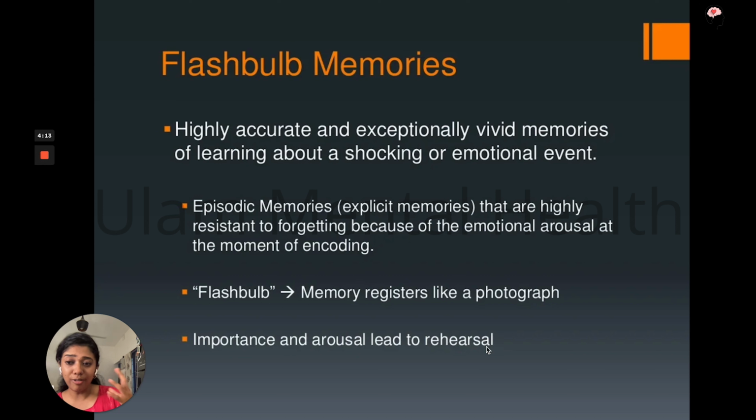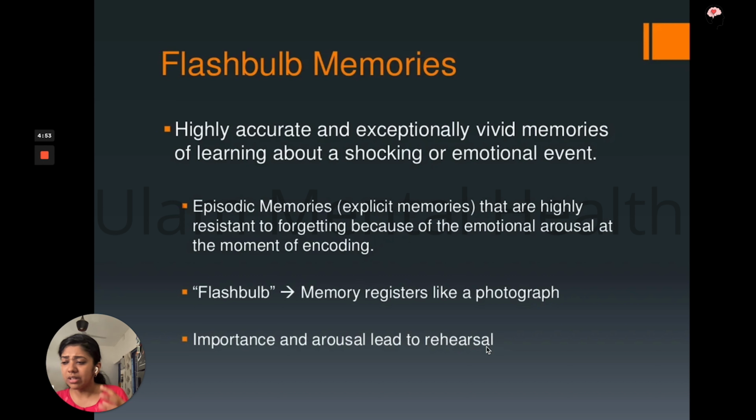So why is it called flashbulb? Because it registers like a photograph. Okay. And also, they're highly resistant to forgetting because of the emotional arousal at the moment of encoding. At that encoding, it was so high. You're either very surprised, very sad, very happy, or very disappointed. So all your memories are highly associated with high emotions, right? The importance and arousal led to rehearsal. So you keep talking about it. When somebody keeps talking about where I was when the ex-chief minister died, I'm like, oh my God, where was I. So this whole conversation is just rehearsing again and again.